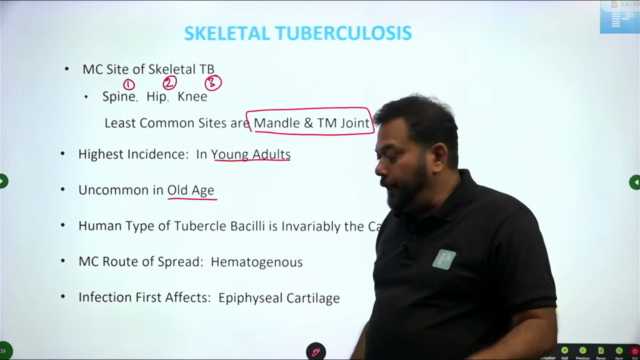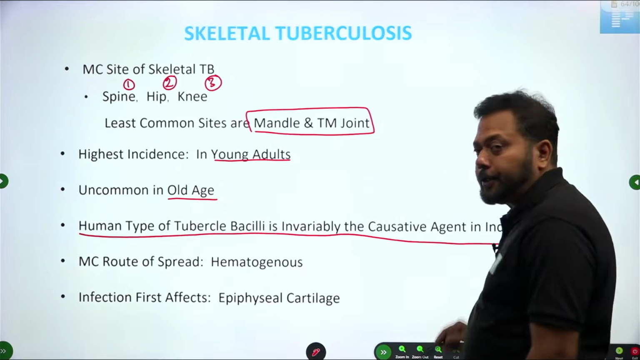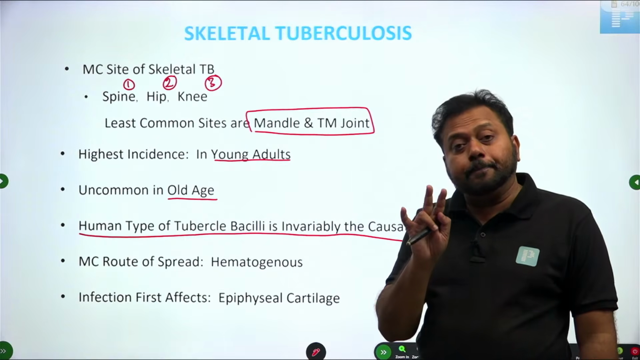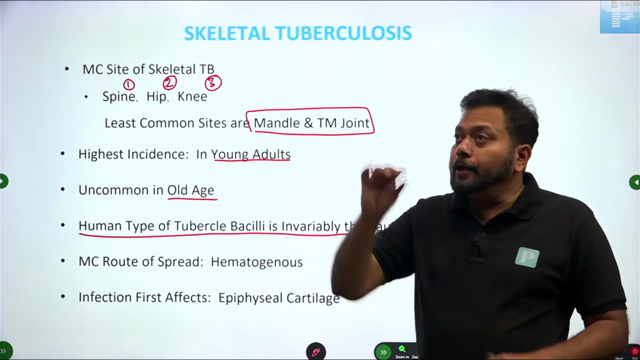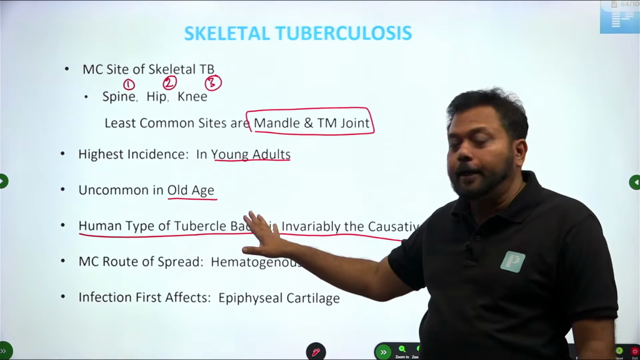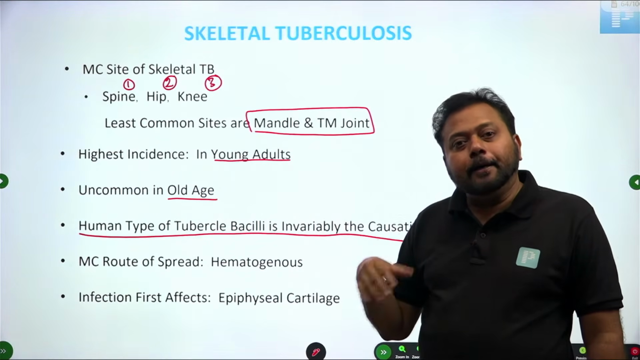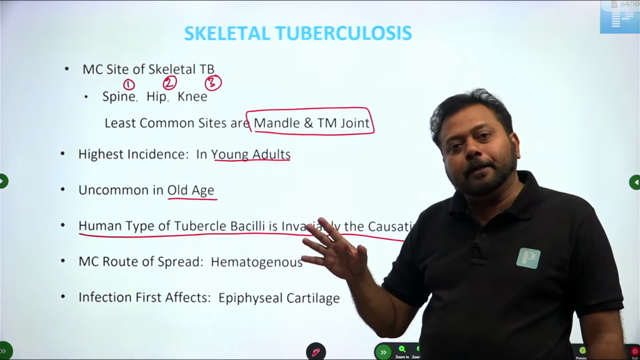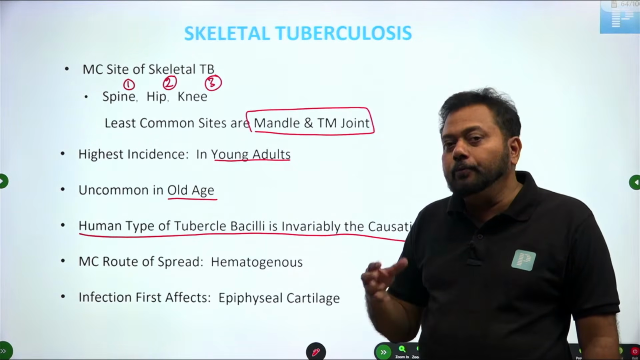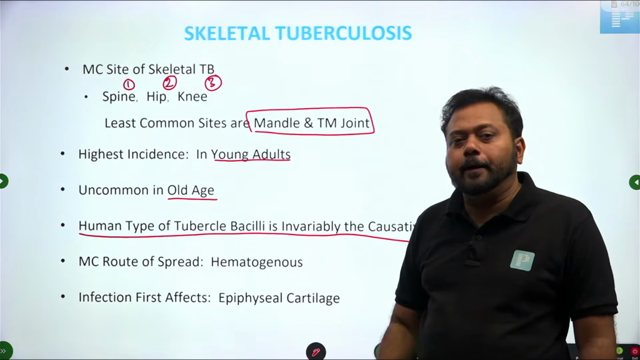In our country, human type of tubercle bacilli is invariably the causative agent, because there are two types of tubercle bacilli. One is human type, another is bovine type. In our country, human type is the most common. Bovine type is common only in Europe and Western countries, because we pasteurize the milk and drink. We won't drink raw milk. So bovine tuberculosis is uncommon in India.